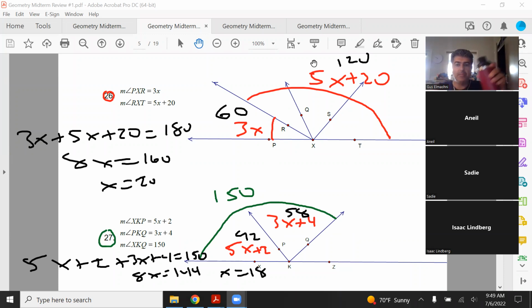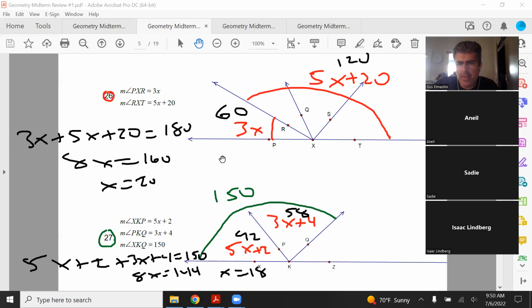Mr. E, yeah, go ahead. Those the 58 and the 92, is that what the missing angle measurement is? Yeah, exactly, because angle XKP would be 92 when you plug 18 in for X. And angle PKQ would be 58 when you plug in 18 for X. And of course, angle XKQ, the whole thing, we already know is 150.